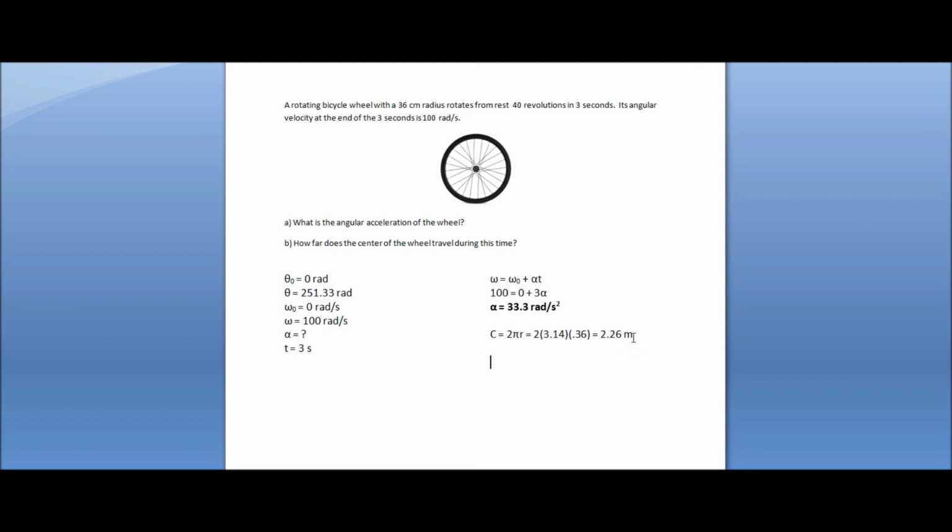And that was the circumference, but we want 40 trips around. So the sideways distance x is going to be equal to 2.26 times 40. And that's going to give 90.48 meters sideways.